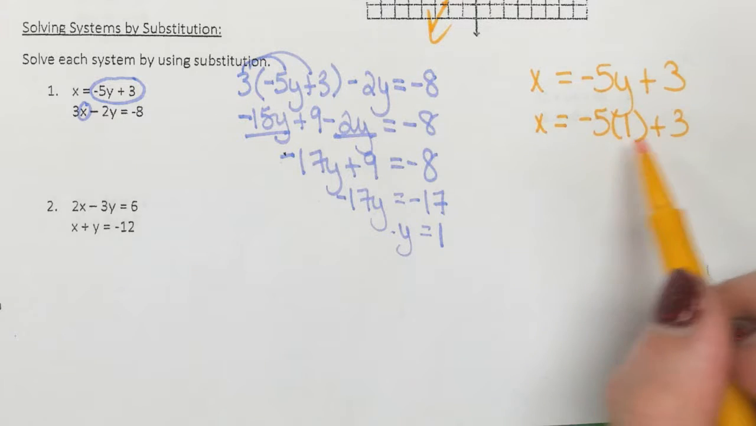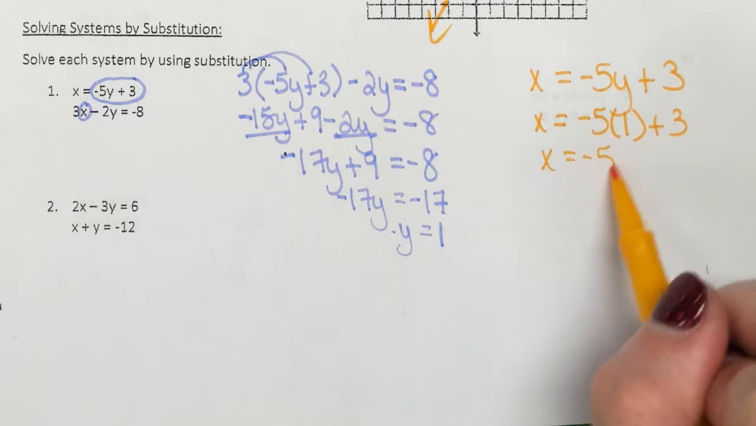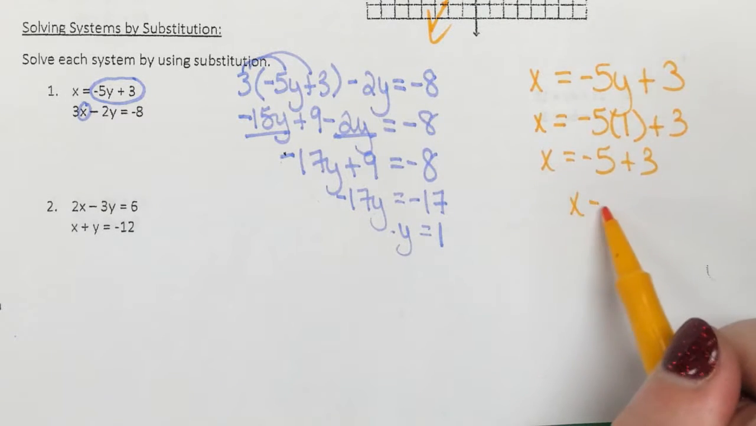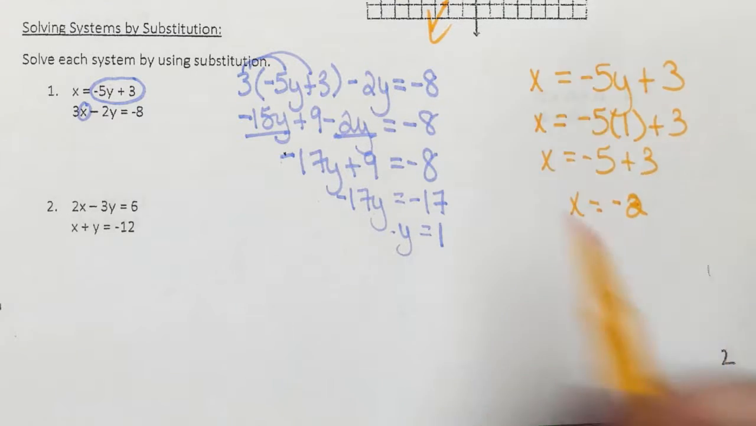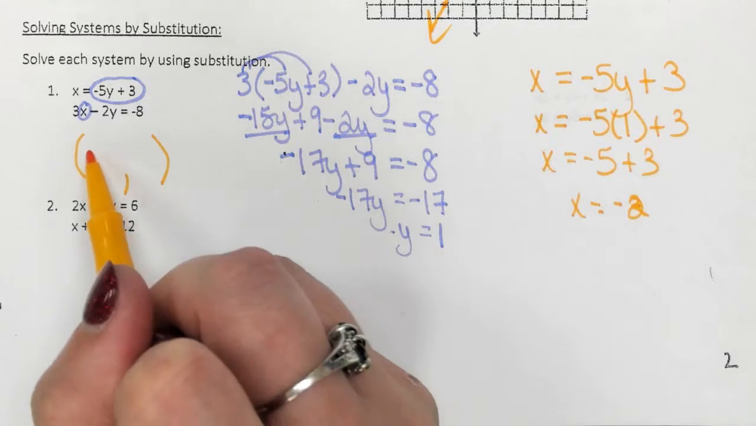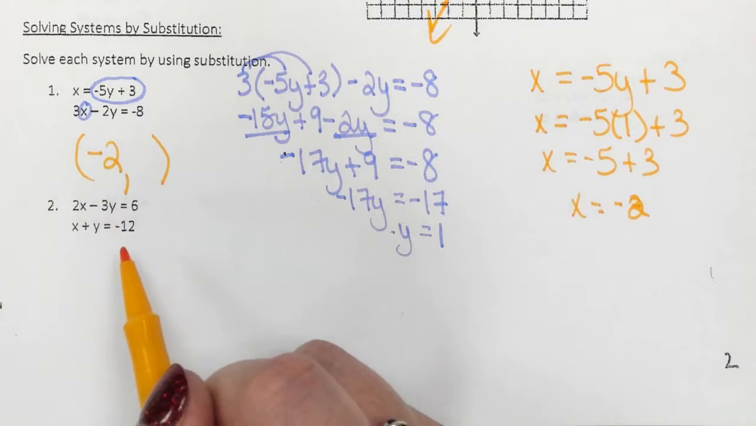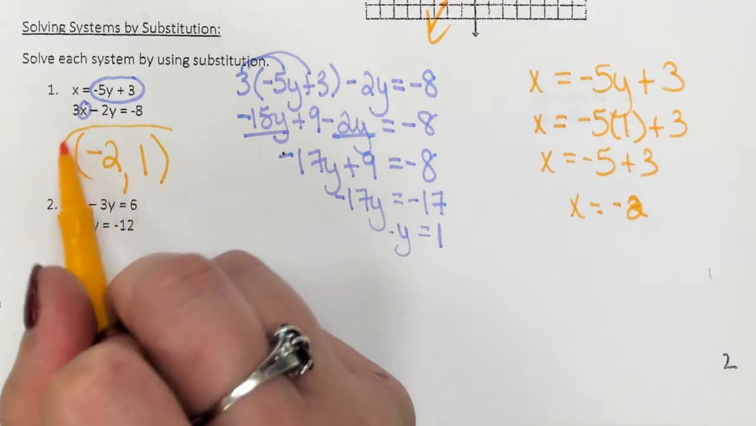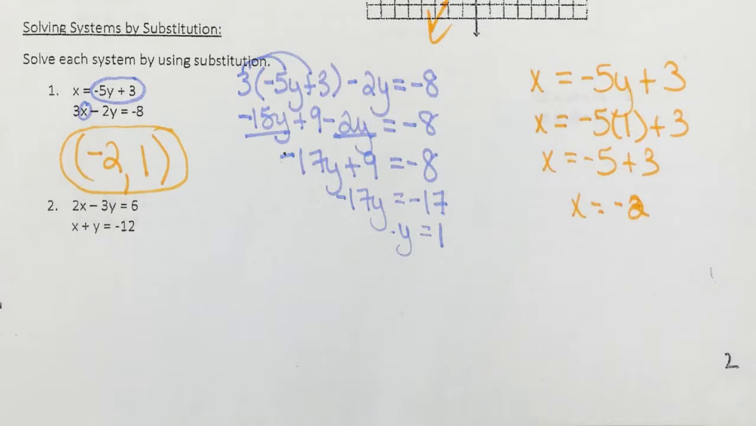Most of you could plug that in and get your answer in your head. So you'd have -5 plus 3. Very good. So write your answer correctly. It's an ordered pair. So your x value is -2 and your y value is 1. That's your solution. Good job.